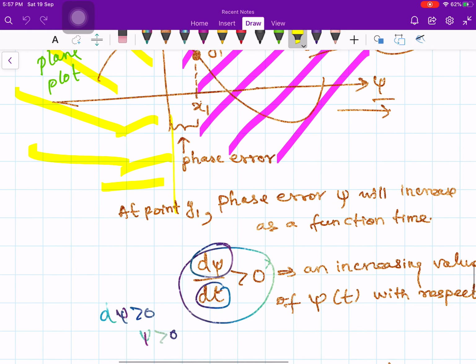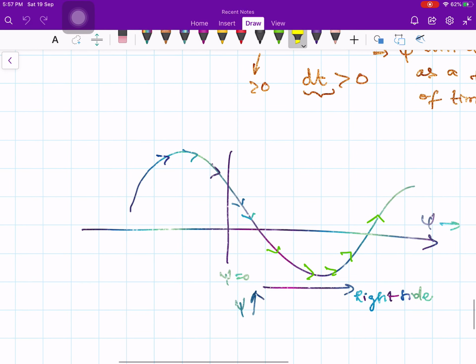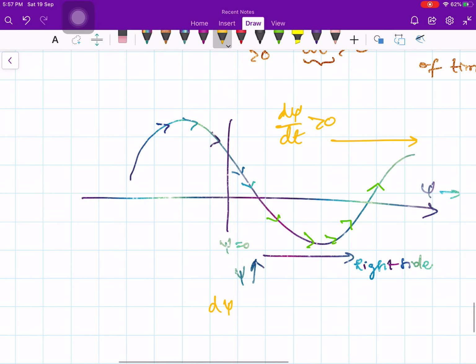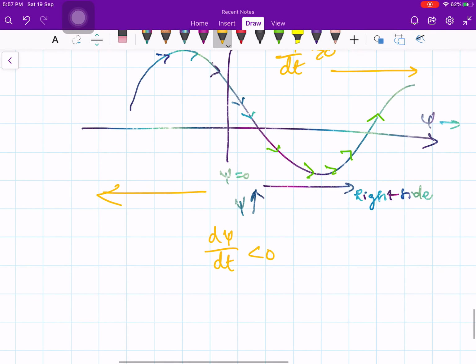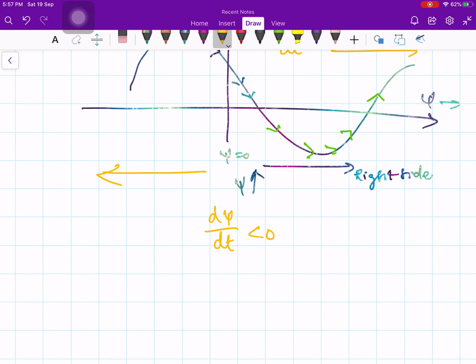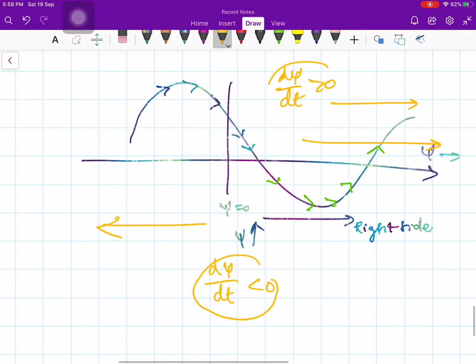But in this phase plane plot, the time dependence is not obvious. But the fact that d psi by dt is positive implies that psi of t has to increase as a function of time, right? If d psi by dt is greater than 0, then it has to increase towards the right. In case d psi by dt is negative, then your psi will move towards the left hand side. But we are not showing exactly at what rate it is moving. But it has to move in the negative direction if d psi by dt is less than 0, and it has to move in the right hand side direction if d psi by dt is greater than 0.